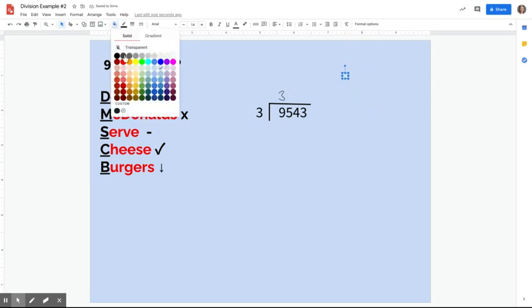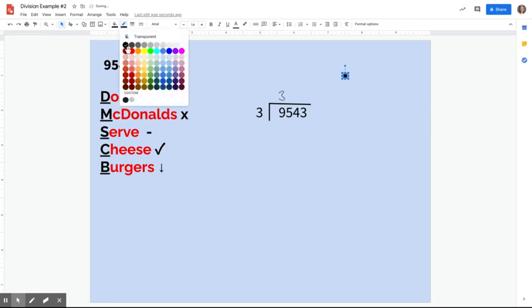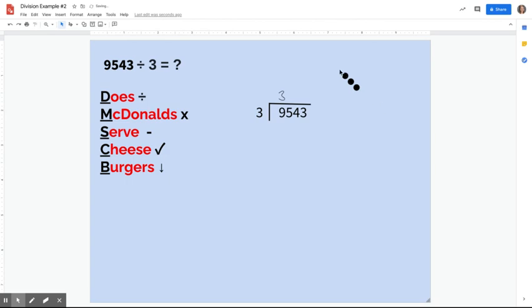It's going to be easier for you to do on your piece of paper, but you can draw some dots. So if I have 9 dots, how many groups of 3 can I make? Well, I laid it out pretty neatly here, but I have 1, 2, 3 rows of 3. So 9 divided by 3, I get 3 apples in each group.